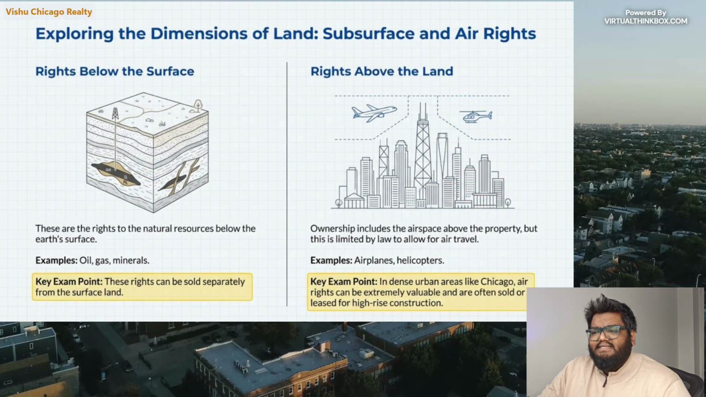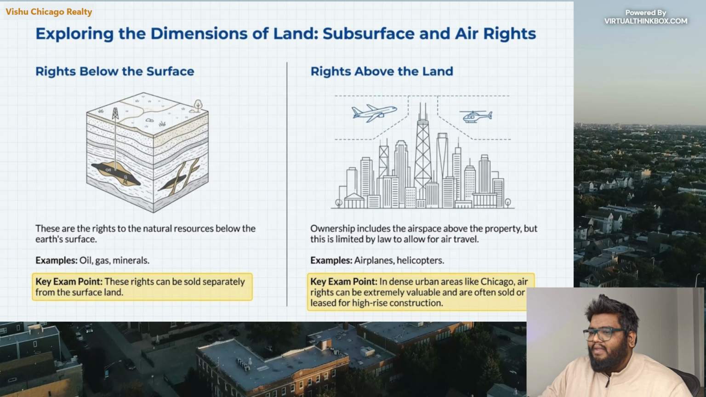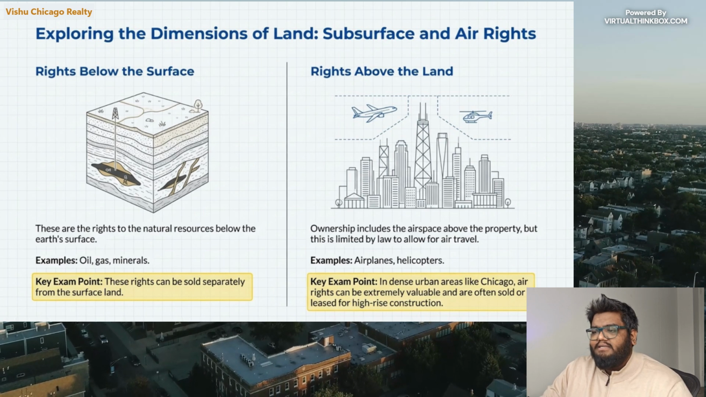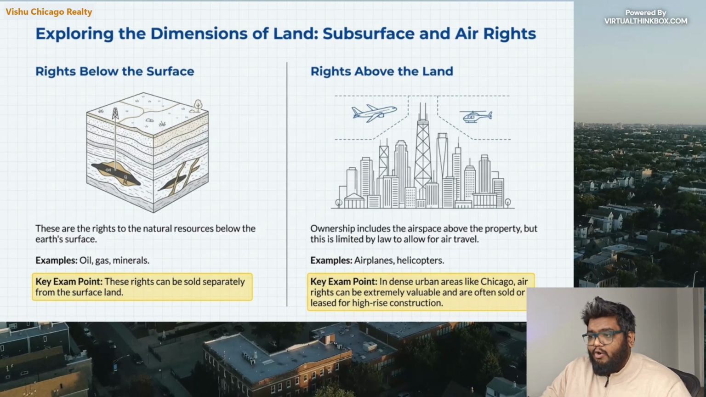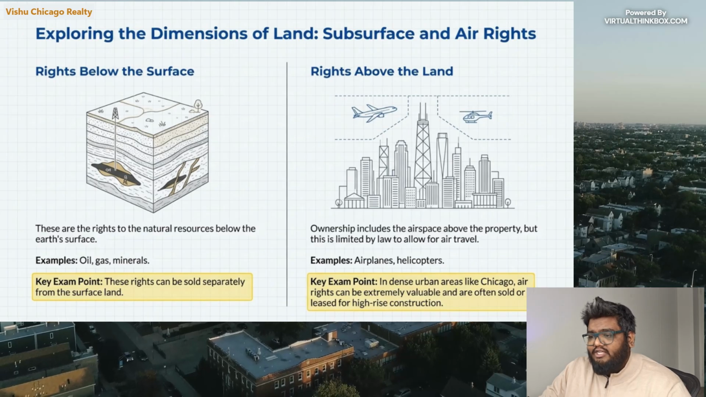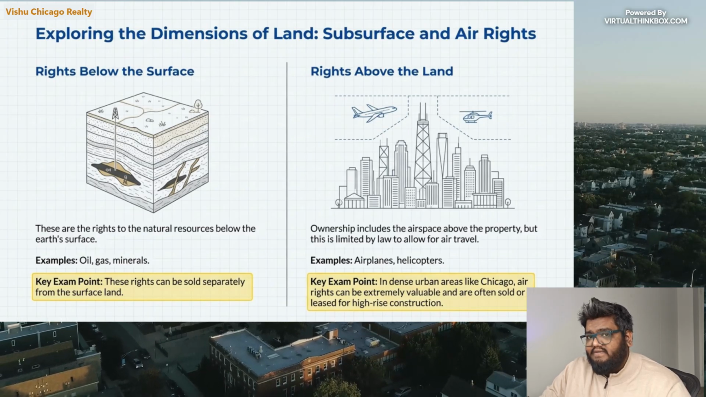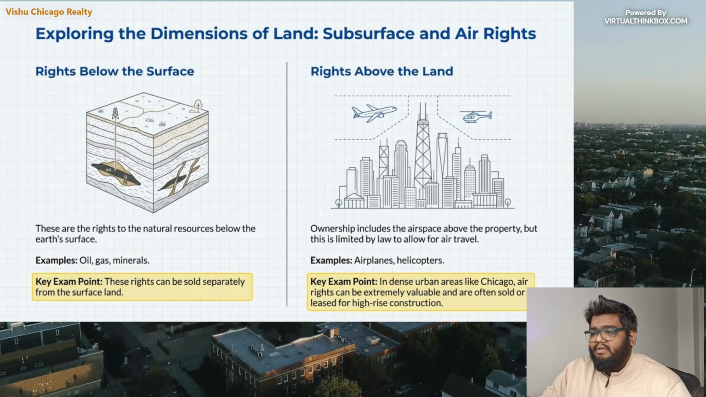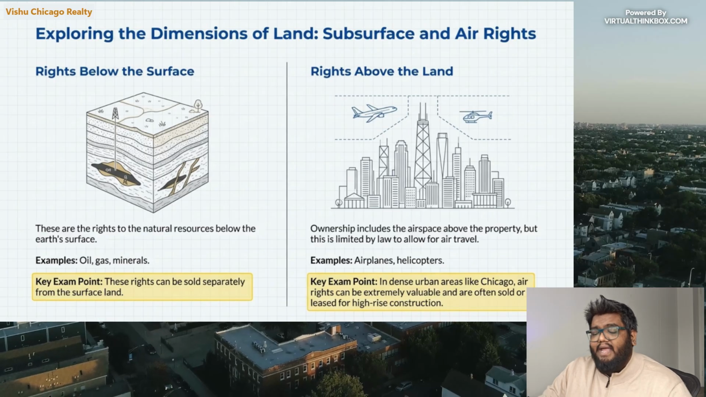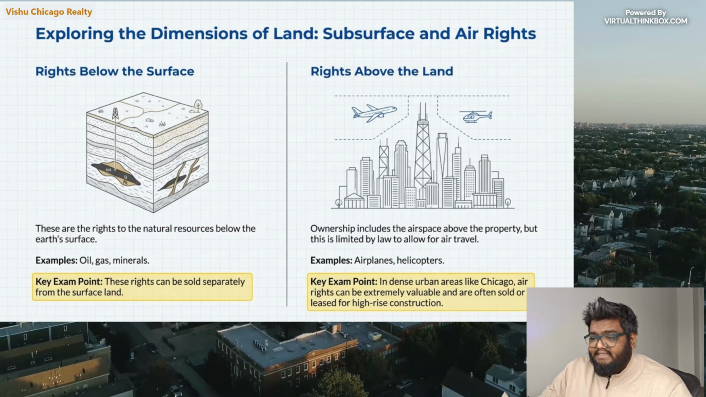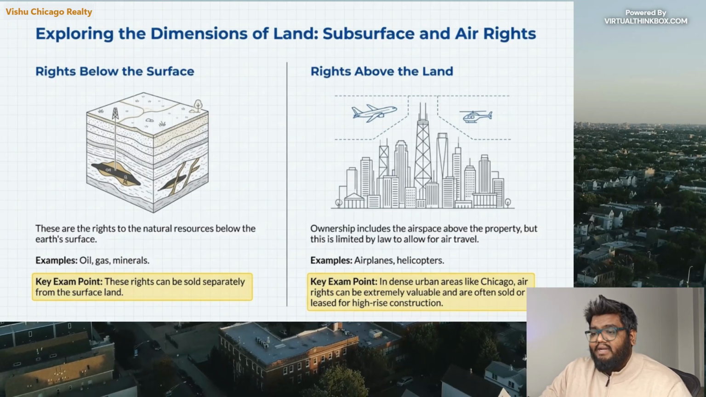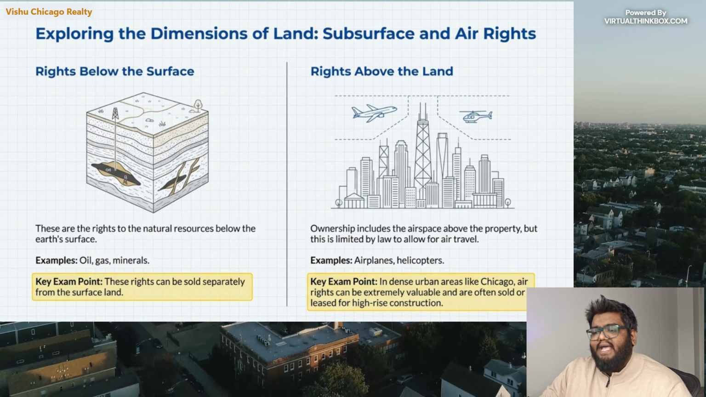Now, what are subsurface rights and air rights? Ownership doesn't stop at the surface. Subsurface rights include natural resources below the land, like oil, gas, and any minerals. These rights can actually be sold separately from the surface land. Ownership also includes air rights above the land, but those rights are limited to allow air travel. In dense cities like Chicago, air rights can be extremely valuable and are sometimes sold or leased for high-rise development.